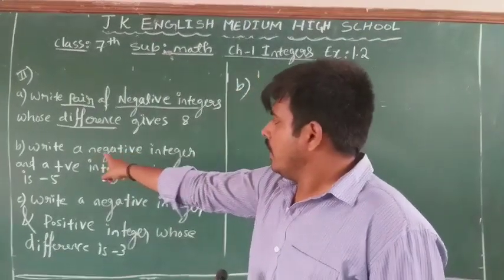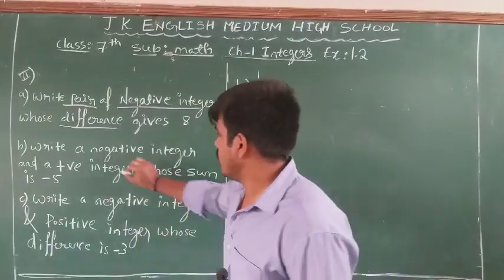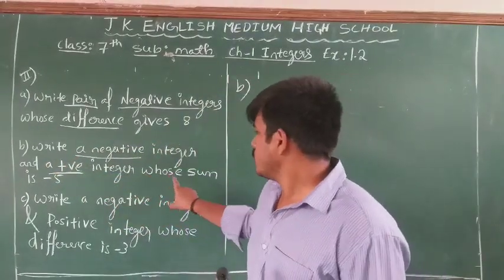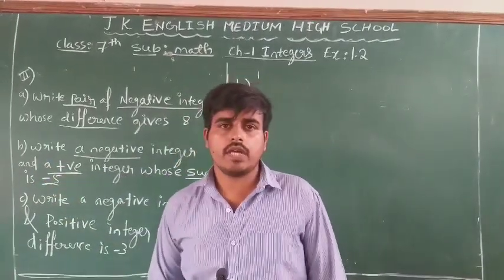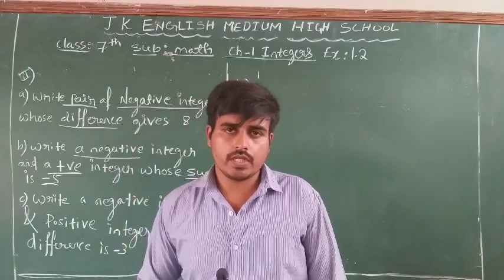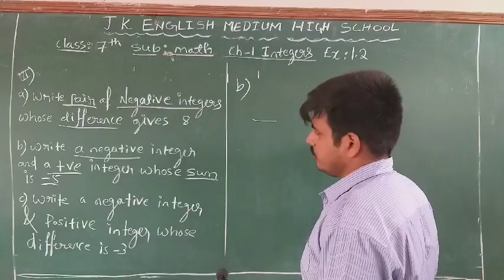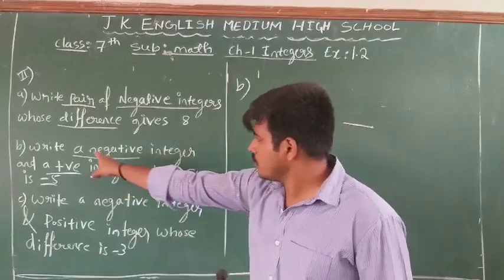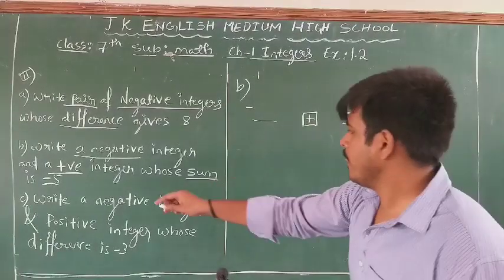Okay. Write a negative integer and a positive integer. Again, conditions are there: one negative integer and one positive integer whose sum is minus 5. This time they are not telling you to write two negative integers, but you have to choose one negative integer and one positive integer whose sum is minus 5. Means I have to find two numbers whose operation is fixed, plus, and among those two numbers one is negative, another one is positive, and the answer is minus 5.